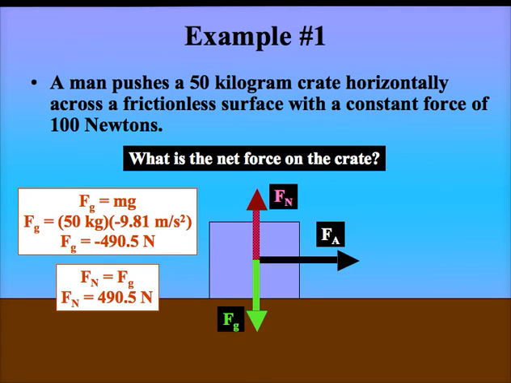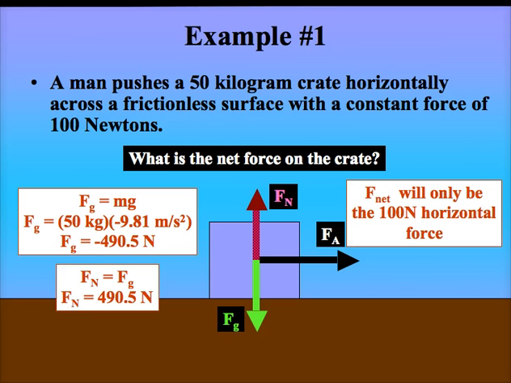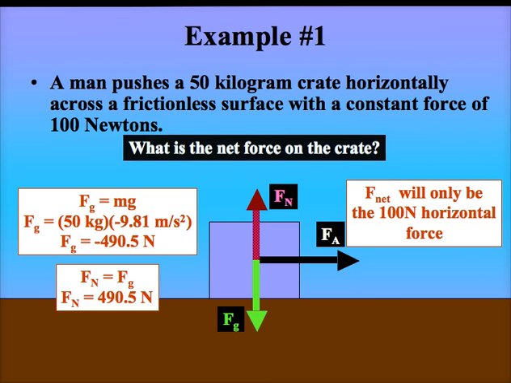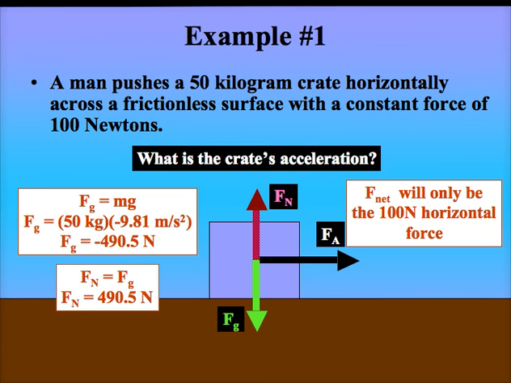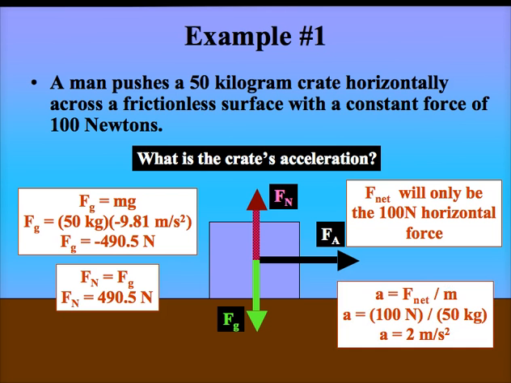So what's the net force acting on this crate? Well, it's an applied force to the right, and since it's 100 newtons and it's acting horizontally, we can calculate the crate's acceleration using Newton's second law. F net over m equals a. 100 newtons divided by 50 kilograms, this crate will accelerate to the right at 2 meters per second squared. And from there we can do all kinds of kinematic stuff with this problem.